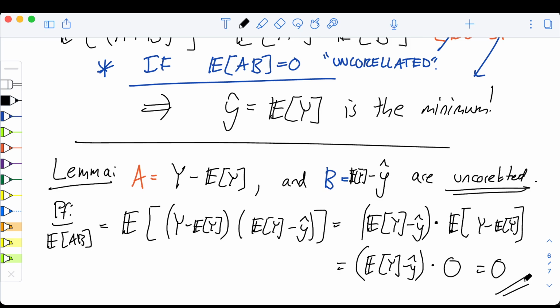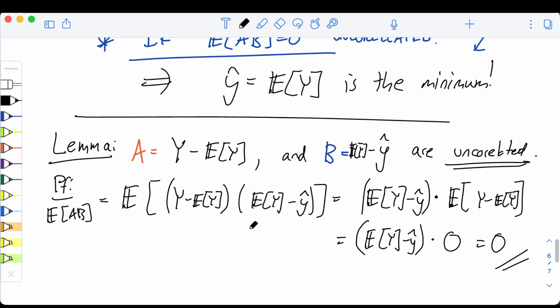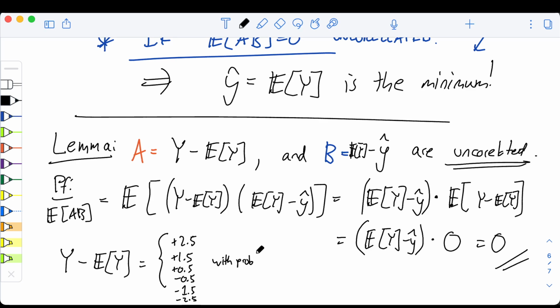Sir, yeah. Can you explain it once again? Yes, okay, let me explain it once again. So y is the dice roll. y minus the expected value of y is the dice roll minus its mean. So that's like rolling a dice. What comes up on the dice? Minus 3.5. So if you roll 4, y minus expected value of y is plus 0.5. And let's do an example. Let's write it out. So it's plus 2.5 or plus 1.5 or plus 0.5 or minus 0.5 or minus 1.5 or minus 2.5, all with probability 1/6.